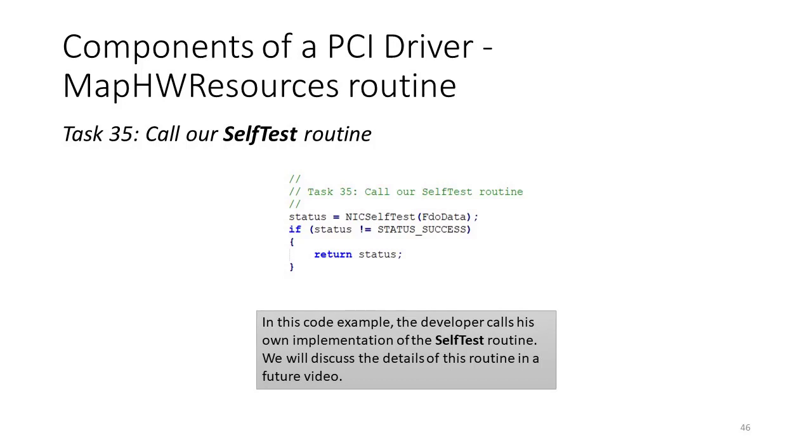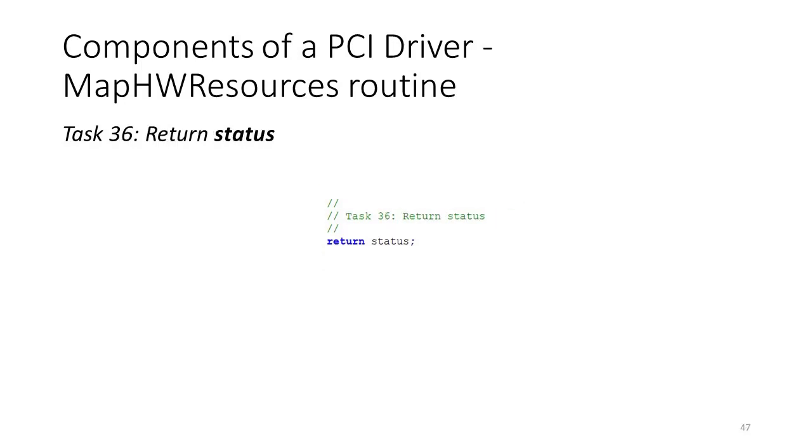Task number 35, call our own implementation of the self-test routine. In this code example, the developer calls his own implementation of the self-test routine. We will discuss the details of this routine in a future video. Task number 36, return the status. We finally need to return the status.